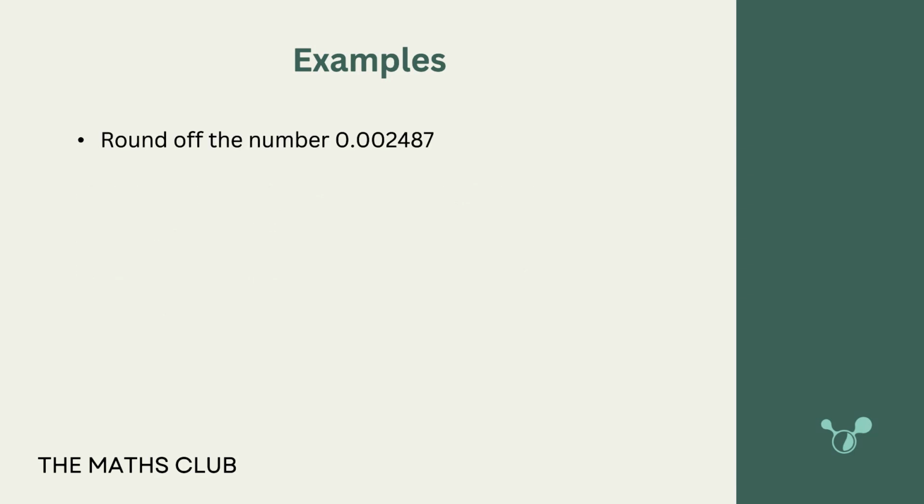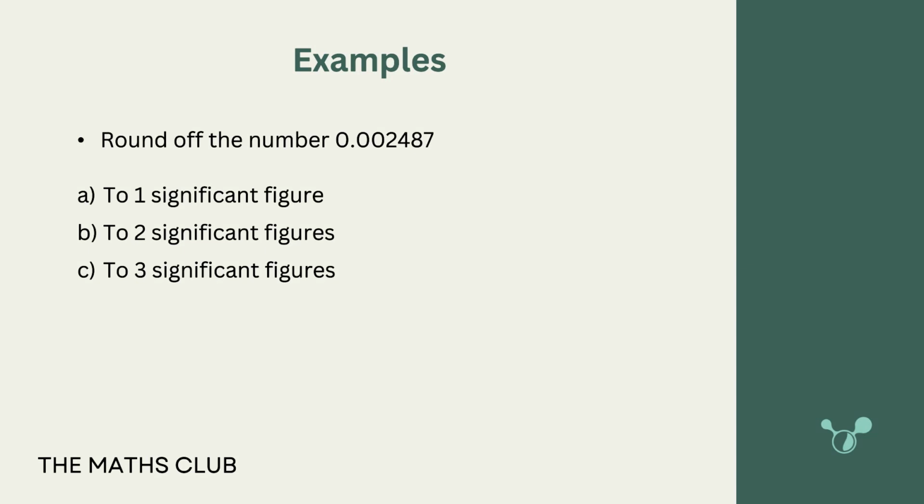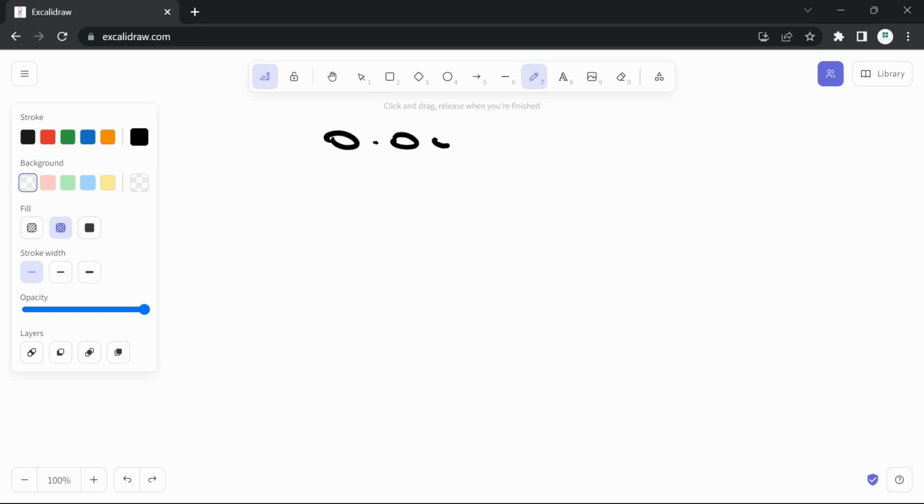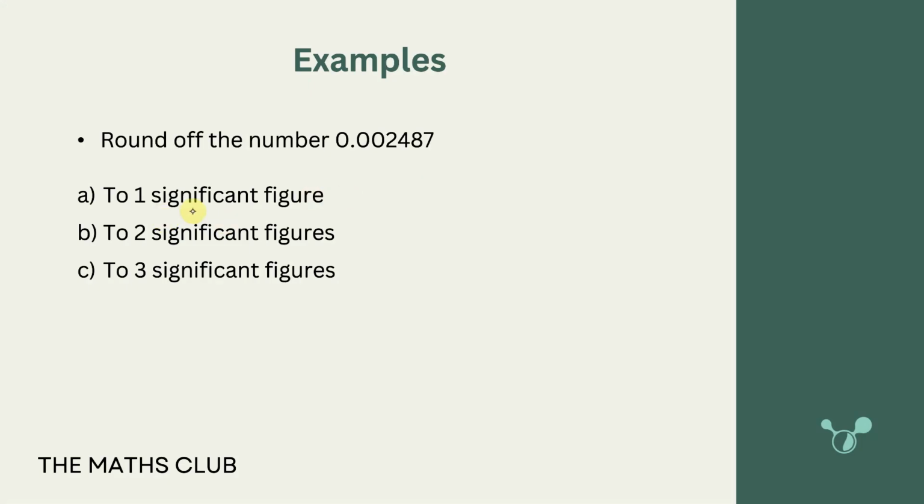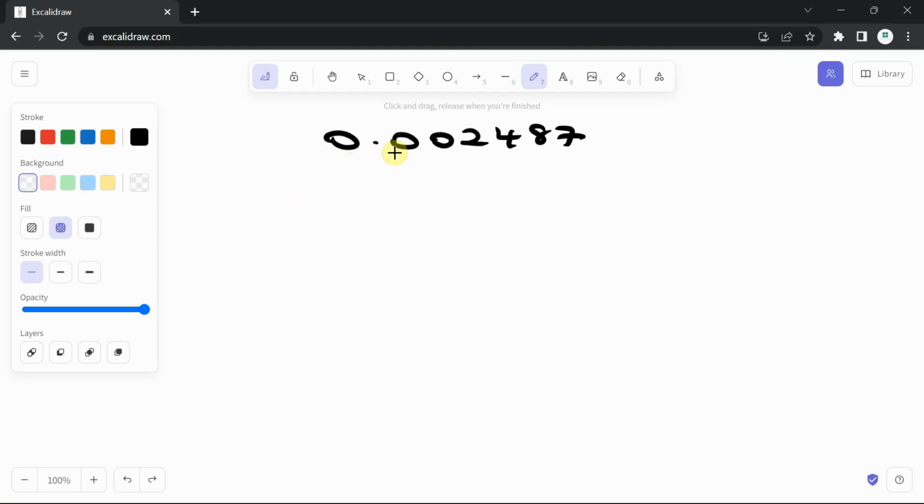Now let's look at more examples. So this guy says that we should round off the number 0.002487, right? So we want to round it to one significant figure. We know that for this type of thing, all these zeros are not significant. So the first significant figure is the first value after the zeros. So to one significant figure, we're looking at this 2. The next value after 2 is not up to 5, so we're not going to consider it. We're going to round it down. So to one significant figure, that will be 0.002.